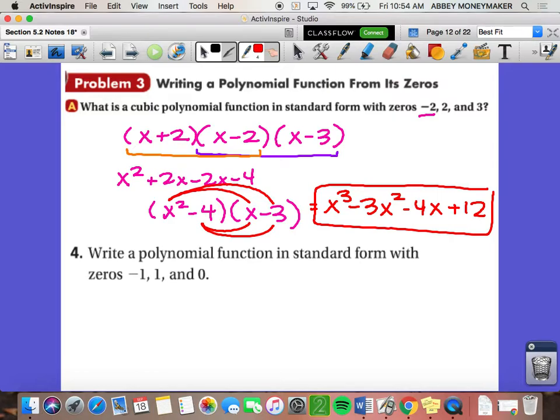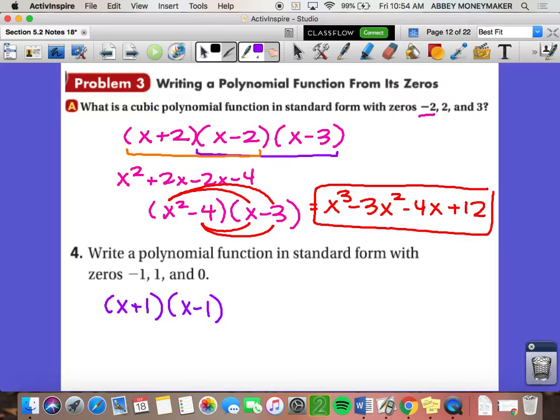Okay. All right. Let's look at the next one. Ooh, this one's kind of a tricky one. We got negative 1, 1, and 0. What did negative 1 come from? That came from x plus 1. What about the 1? X minus 1. What did 0 come from? The x.